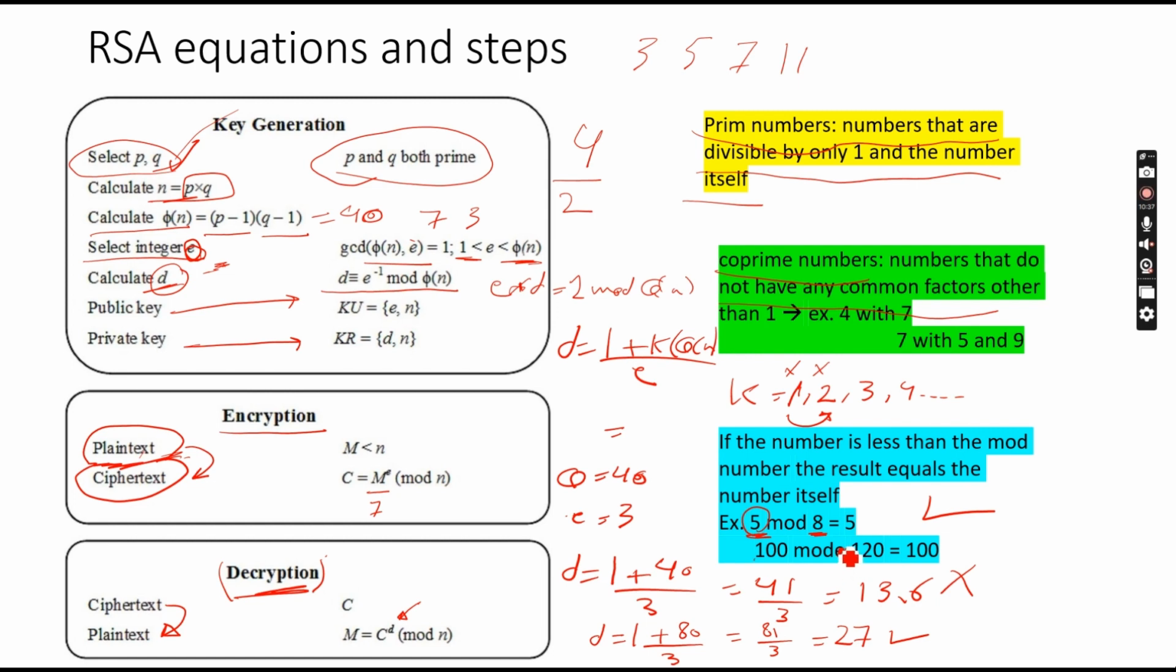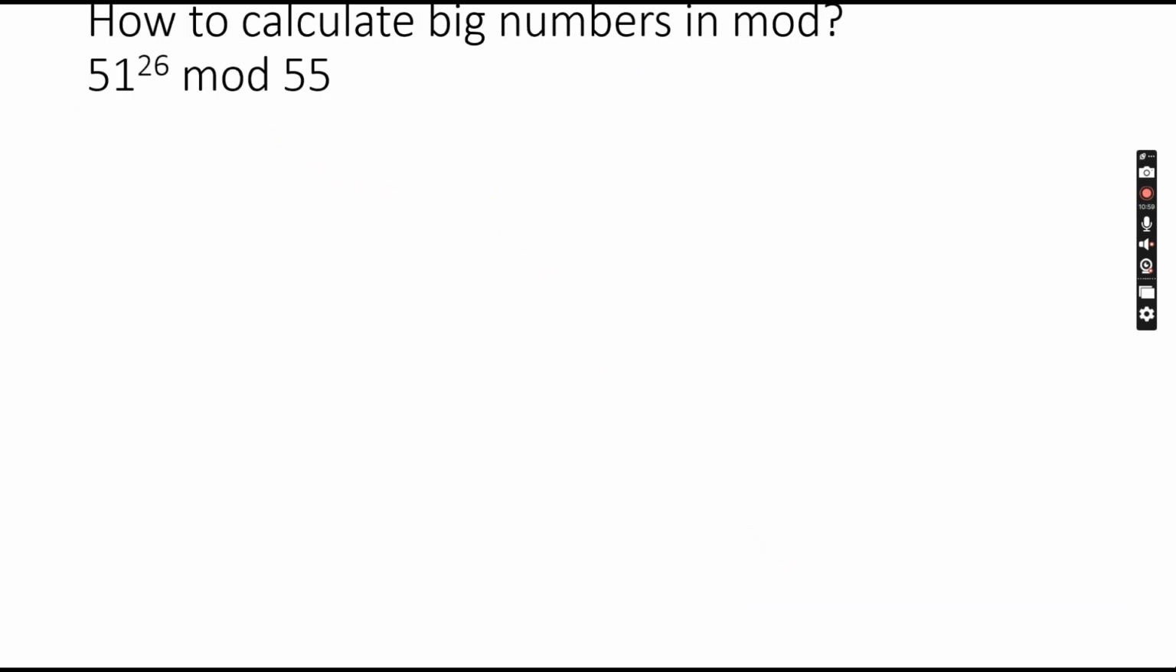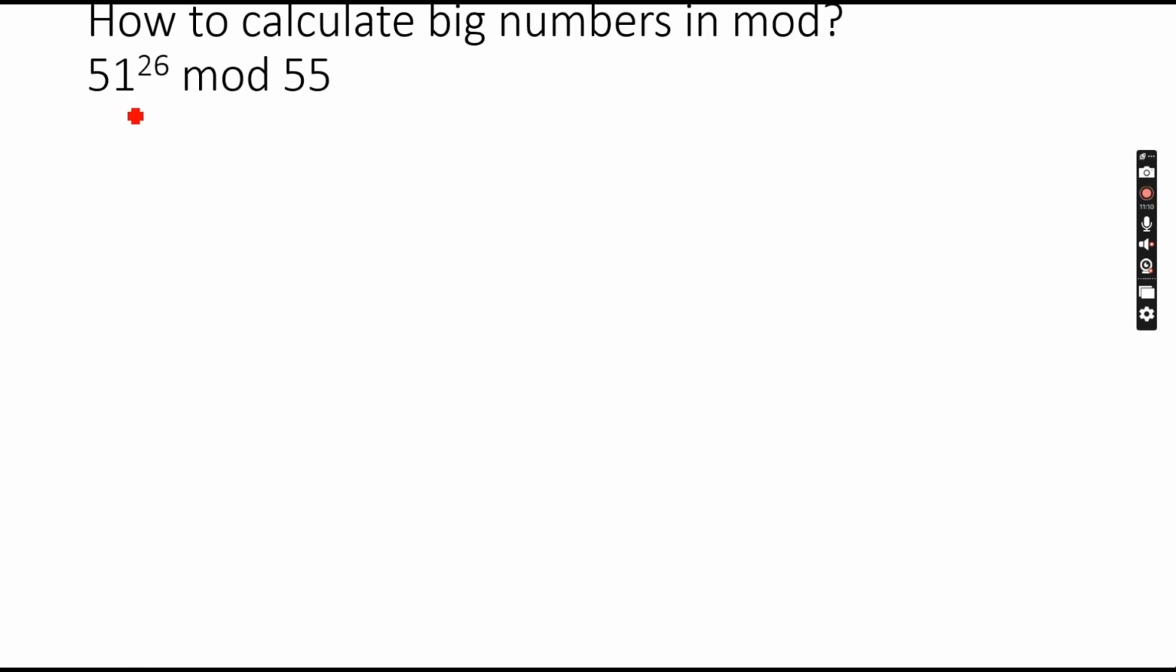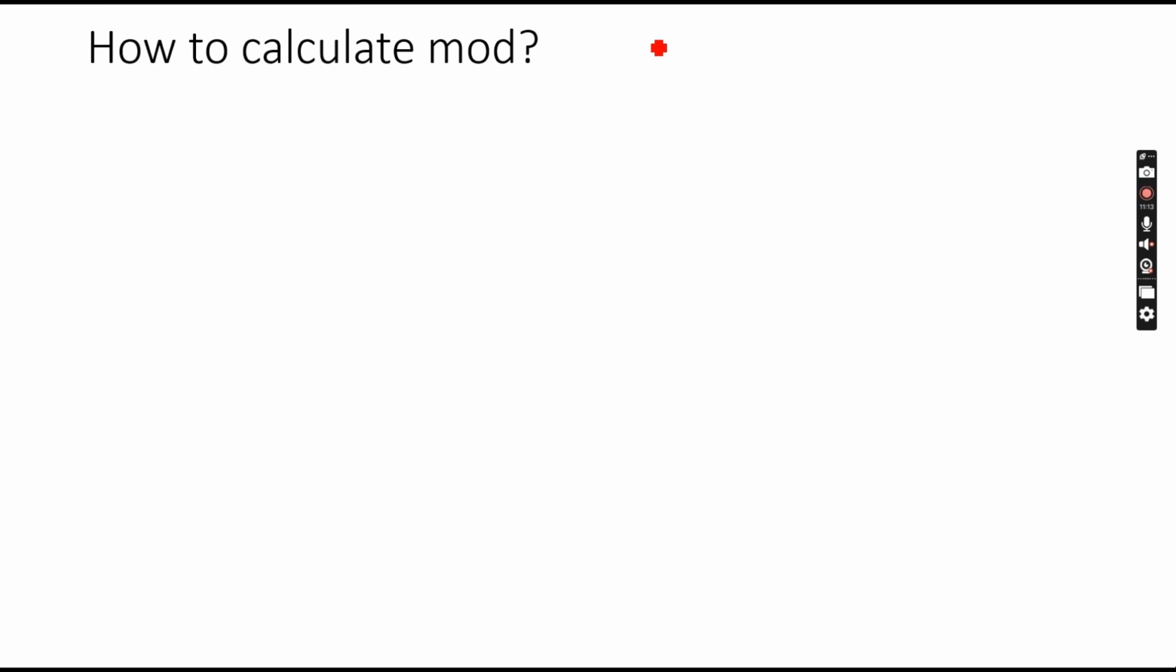100 mod 120 equals 100. Why? Because 100 is less than the number that comes with the mod. So anytime the number before the mod is less than the number in the mod, the result will be the first number. Now, let's see how can I calculate mod, and then we can come back to big mod. So small mod again: if the number is less than the number in the mod, the answer is the number itself. For example, 7 mod 20 equals what? 7. Why? Because 7 is less than this number.